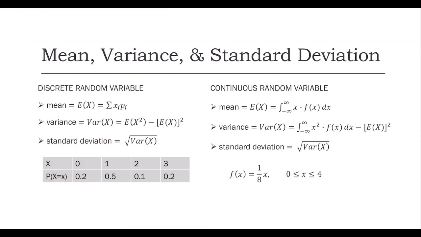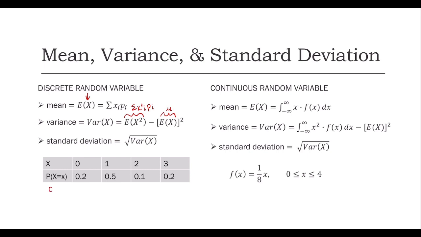So next we have the mean, variance, and standard deviation for your discrete random variables and your continuous random variables. Your mean is equal to your expected value of x, and for a discrete random variable, that's going to be the sum of your x values times the probability of those values. For your variance, it's going to be the expected value of x squared, so you would do your x squared times your probabilities, and the sum of that, minus your mean squared. And then your standard deviation will be the square root of that variance.